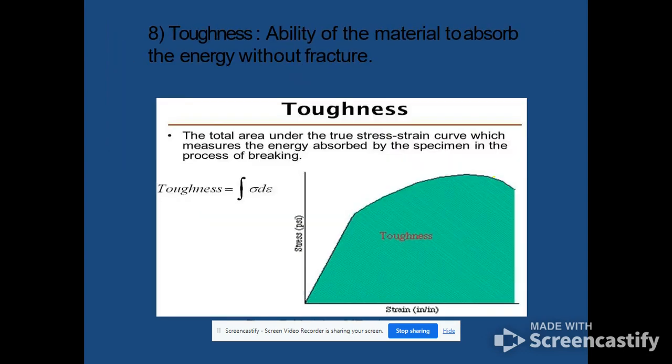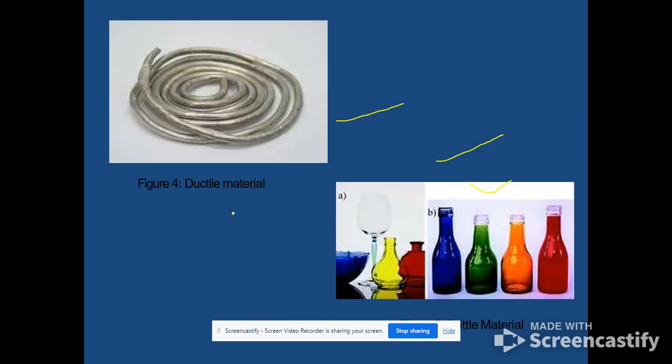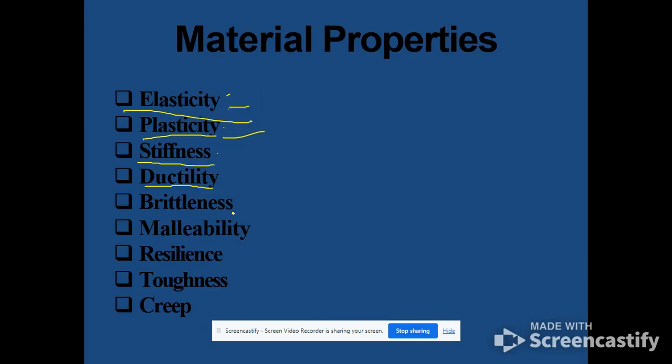Next one is malleability. What does malleability mean? The property which allows a material to deform without rupture is known as malleability. It is considered when compressive load is applied. That is malleability.